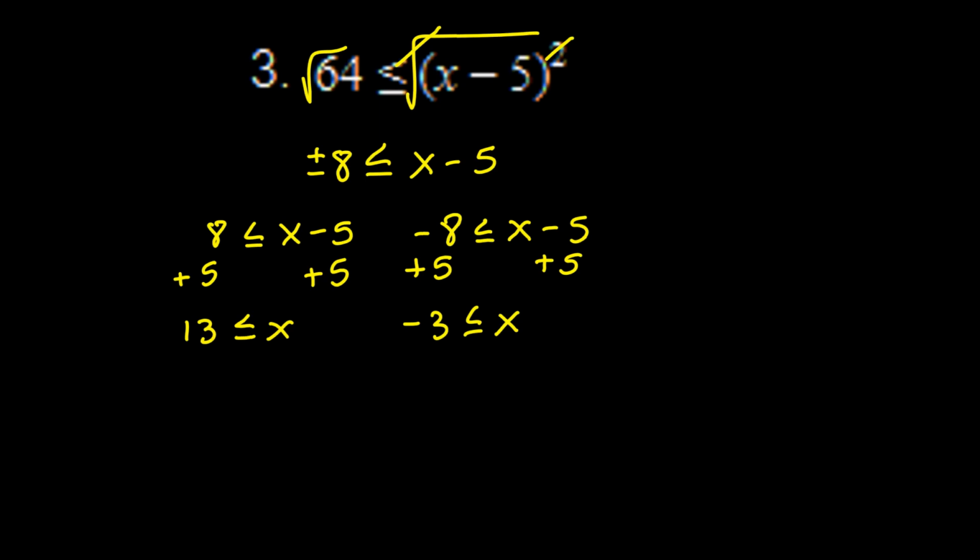Now, we know one of these inequality signs is wrong. How do we start figuring out which one's right? First, we draw the what, though? Draw your number line. And we have -3 and 13. And what do I put on these numbers? Closed circle. That's good. And I have to figure out where 0 is. Where is it? In the middle.